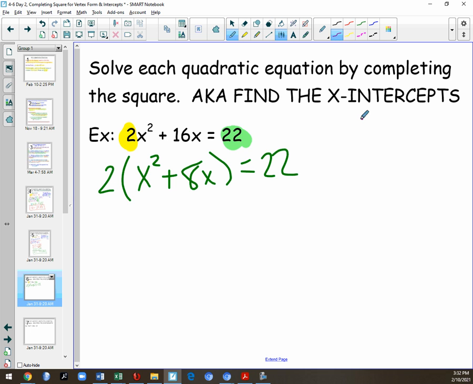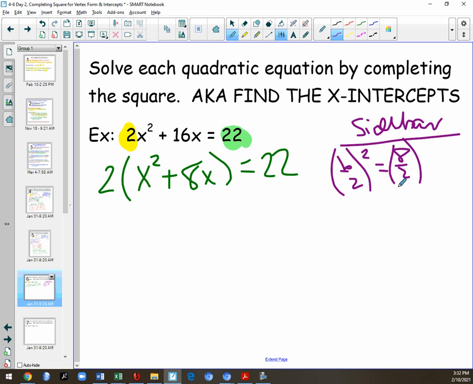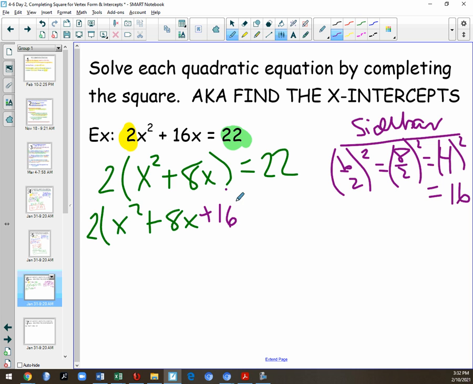I'm still going to do sidebar to do my mental calculations. So I have b divided by 2, so that's going to be 8 over 2. 8 over 2 is 4, squared is 16. However, I'm going to drop that 16 on the inside of the parentheses right here, which means what I'm actually adding to both sides is not 16, but I'm actually adding the 2 times the 16 on the left-hand side. So that's what I have to add on the right-hand side.